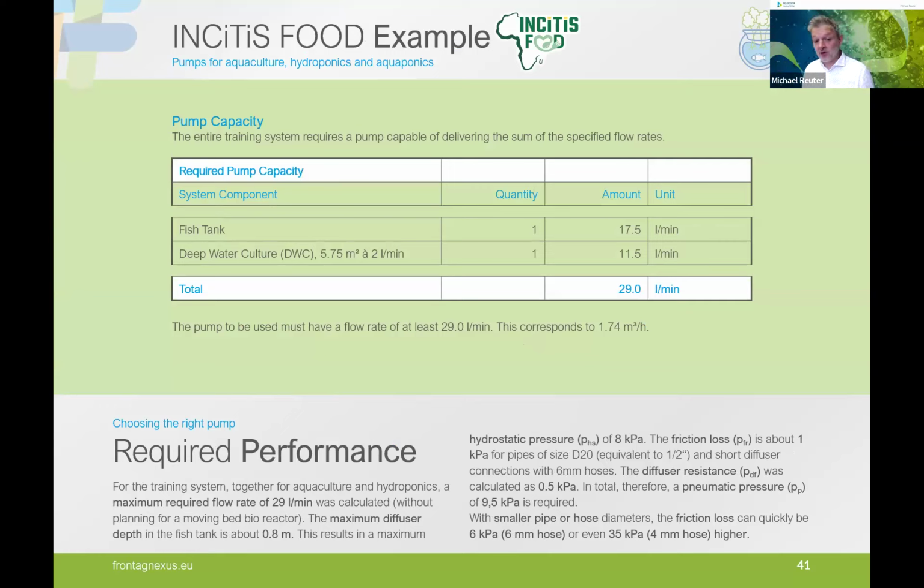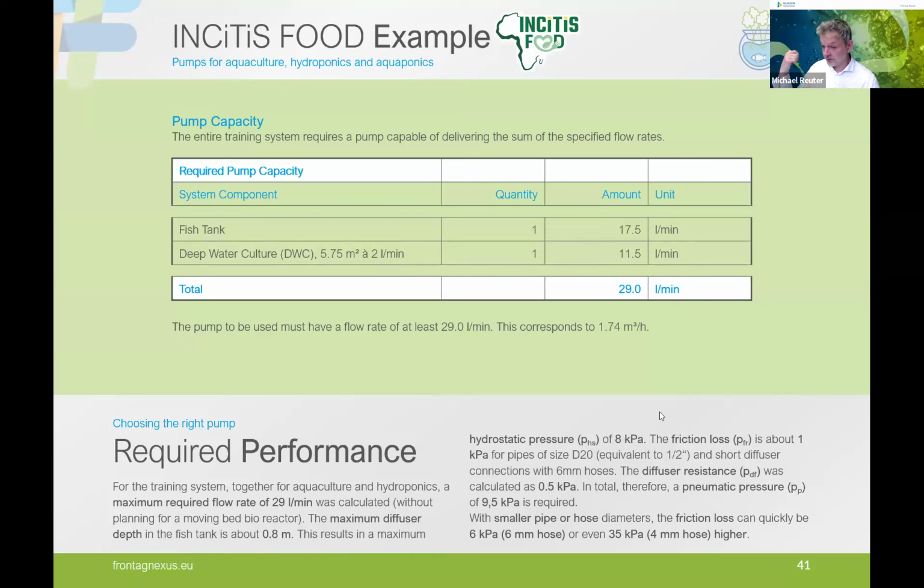So what performance would we require in our example? In our example, we would have to have 17.5 liters per minute for our fish tank. And as we are looking at an aquaponic system that needs, in the case of our design, also aeration for the deep water culture, we would need another 11.5 liters per minute for the deep water culture, adding up to 29 liters per minute. And as our diffusers are submerged about 80 centimeters, this results in a hydrostatic pressure loss of 8 kilopascal.